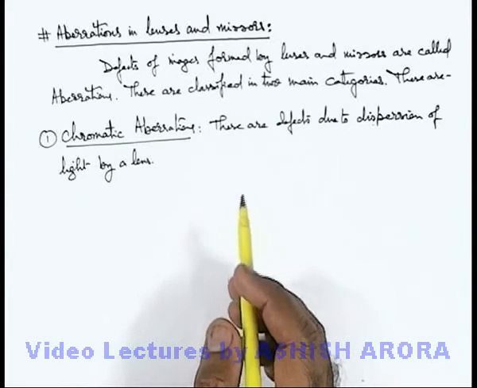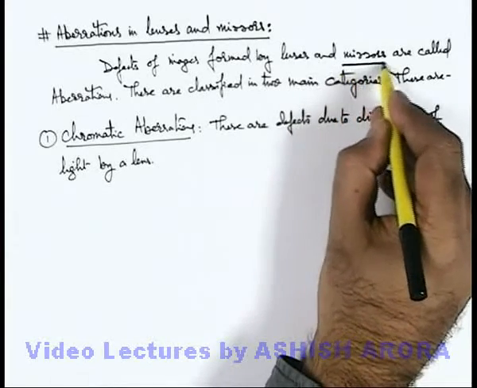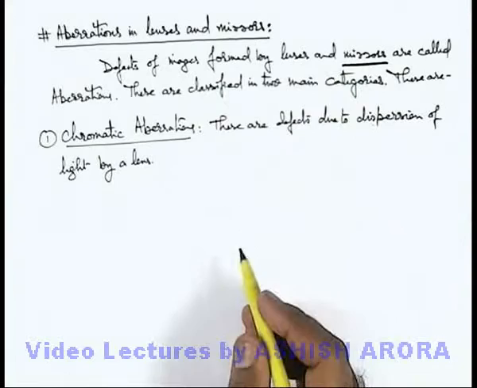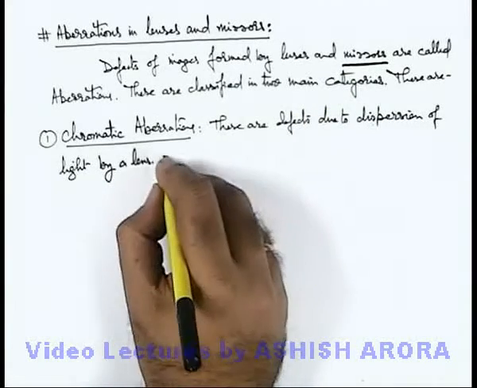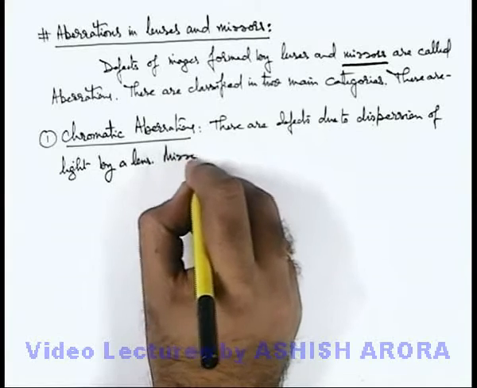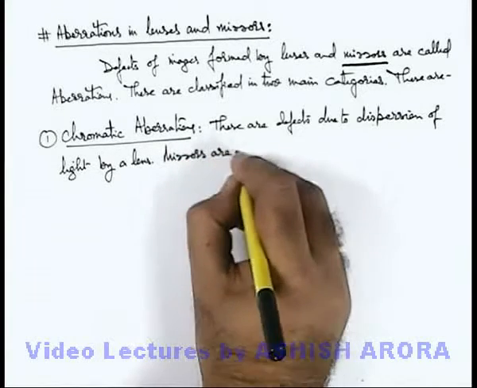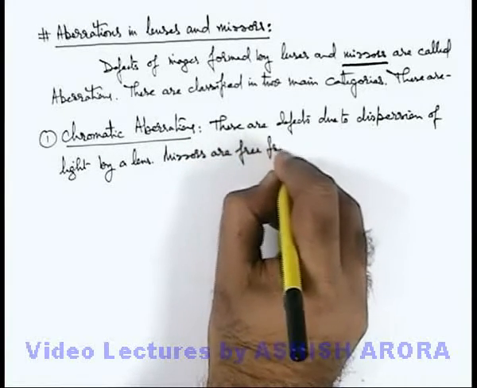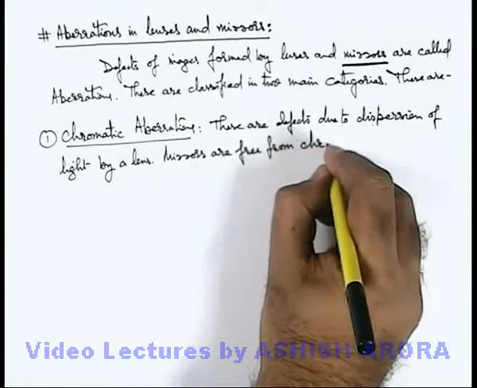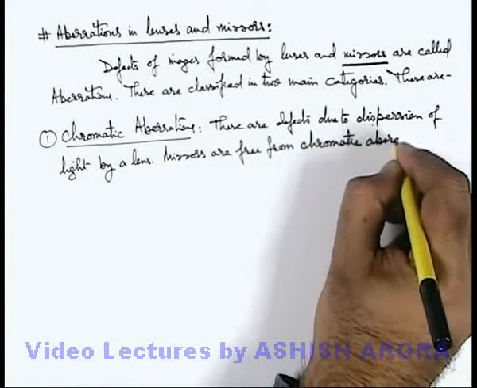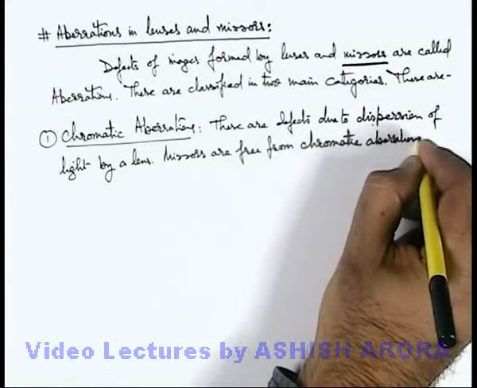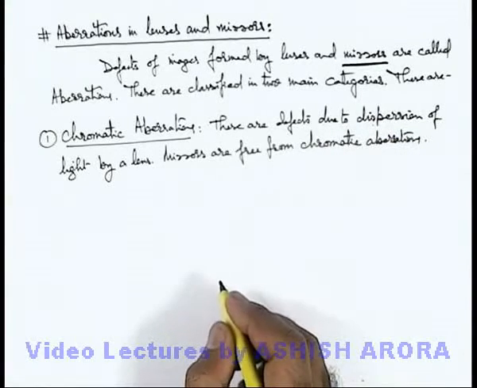And here we can write, as mirrors do not exhibit the characteristics of dispersion, so mirrors are free from chromatic aberrations. Here we can also write that all kinds of mirrors are free from chromatic aberrations. Let's consider the aberration in lens.